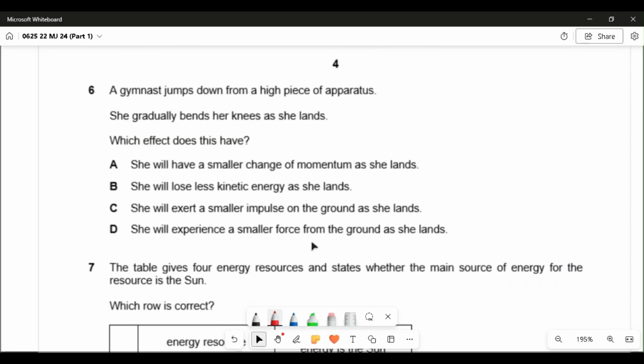Question number 6. A gymnast jumps down from a high piece of apparatus.